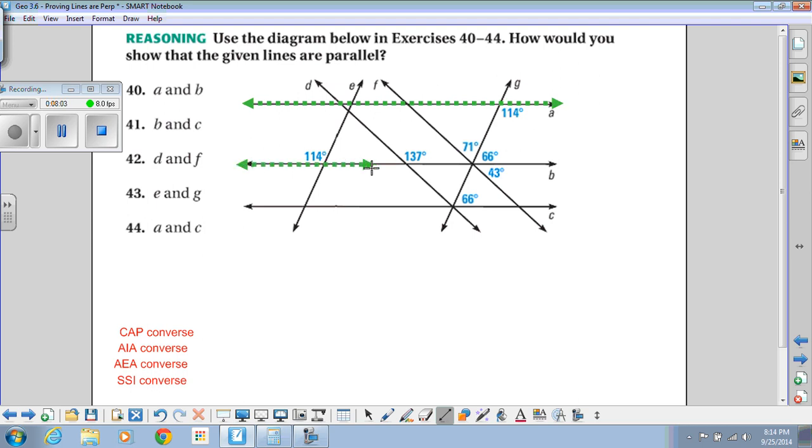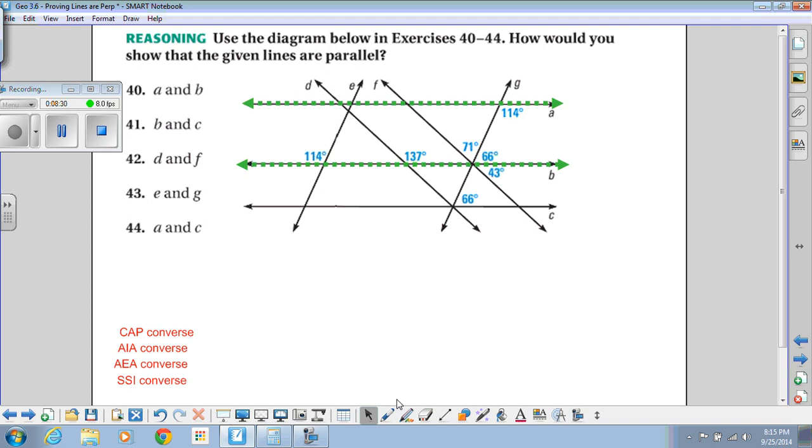There's a lot going on, so it's important that you highlight or ignore all the things that you're not using, or highlight the things that you are using. So I'm highlighting A and B, and there are a lot of transversals that cross both of those lines. I could use this transversal E or D or F or G, but I'm going to look at G because G has a lot of angles that touch it.